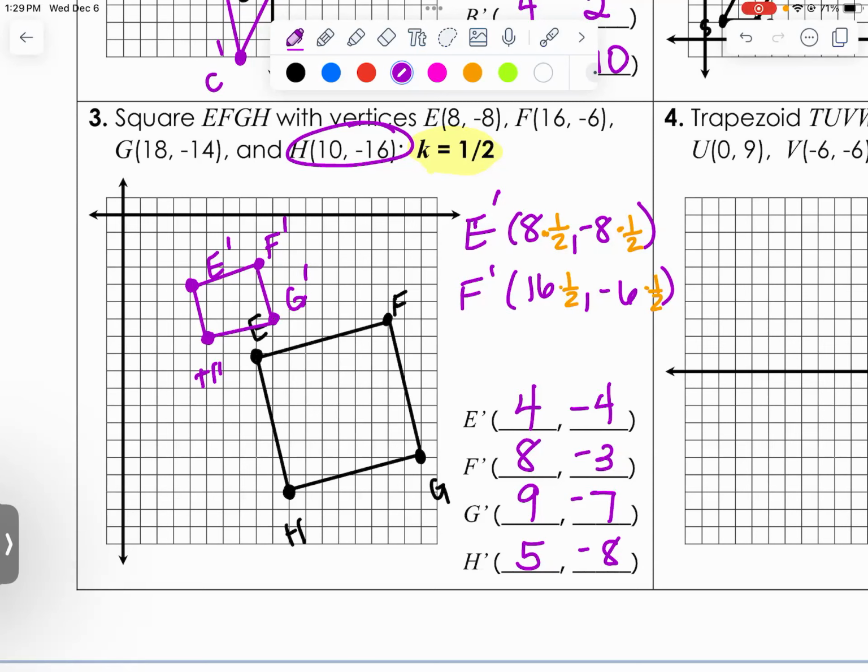Okay, so does this make sense? Did our shape get smaller? Is it still a square? Did it get closer to the origin? All of those things we have talked about previously, right? If we have a reduction, it's gonna get smaller, it's gonna get closer to the origin.